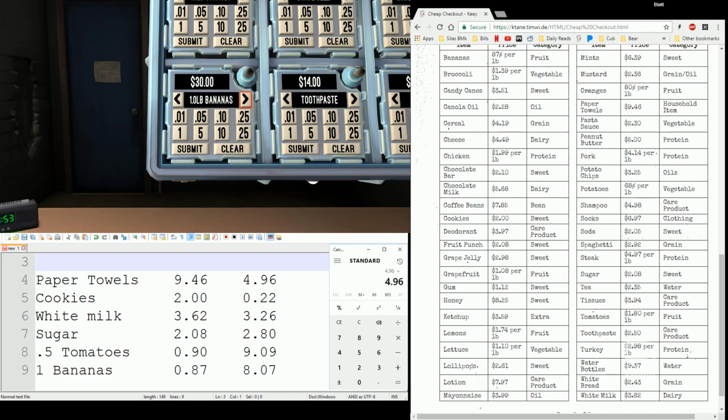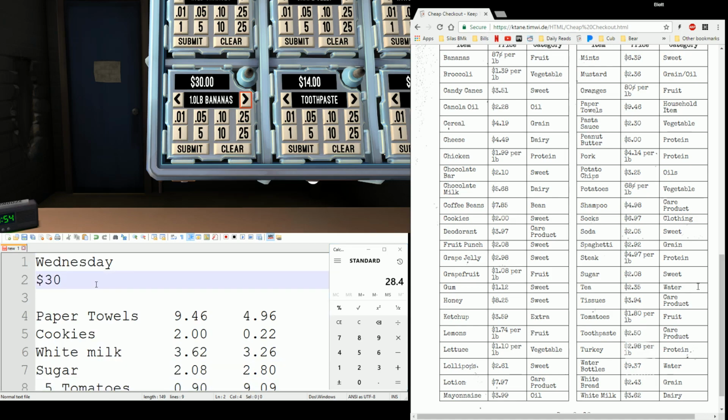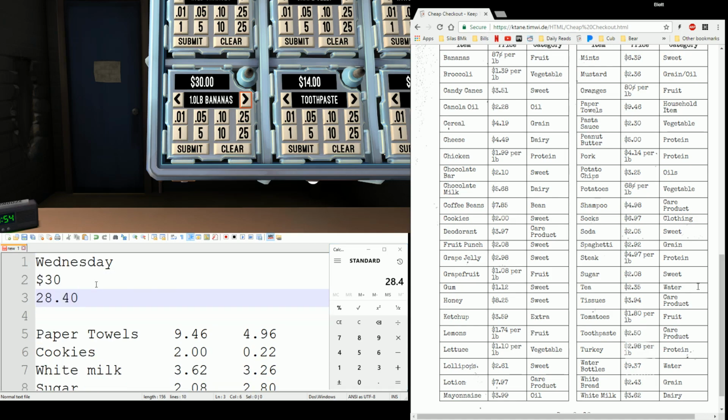So let's total $4.96, 22 cents, $3.26, $2.80, $9.09, $8.07, brings us to $28.40. $30 is enough.